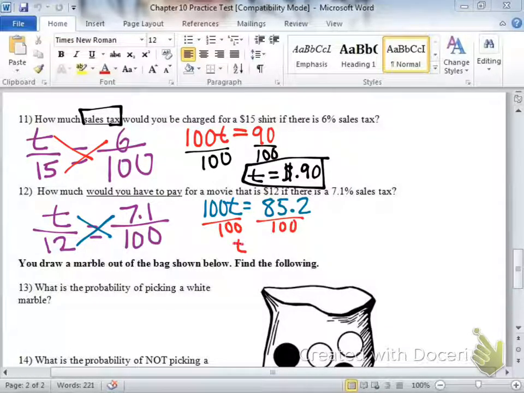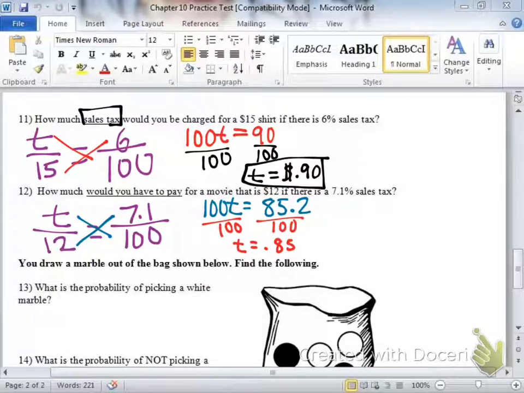When you divide both sides by 100, you get that the sales tax is 0.852. When we're talking about money, how many decimals do we care about? We only care about 2 numbers after the decimal place. So I'm going to get rid of that 2. If it would have been 5 or above, I would have changed this to a 6. But since it was just a 2, I'm just going to drop it off on the end. It doesn't change the number in front of it. So round to the nearest cent, because we're talking about money.